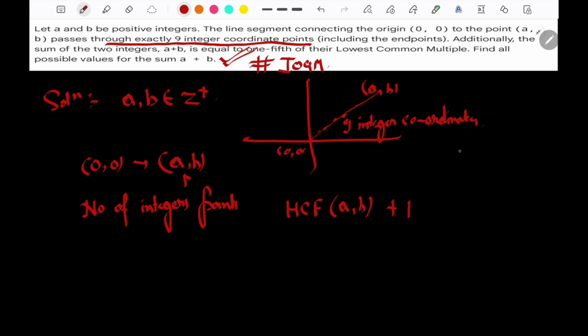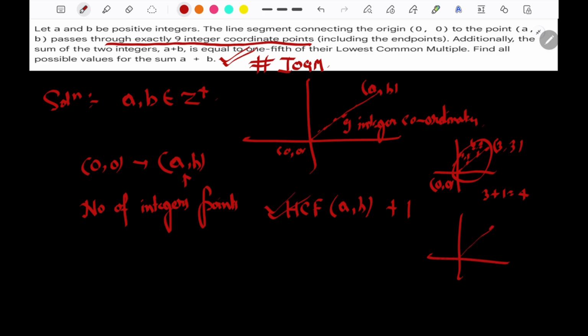But why? Let's check. Suppose I am joining from 0 comma 0 to 3 comma 3. How many integer points can we go through? Going from 1 1, 2 2 and 3 3. So HCF of 3 comma 3 is 3, and plus 1 is 4. So of course we are passing through 4 integral points.